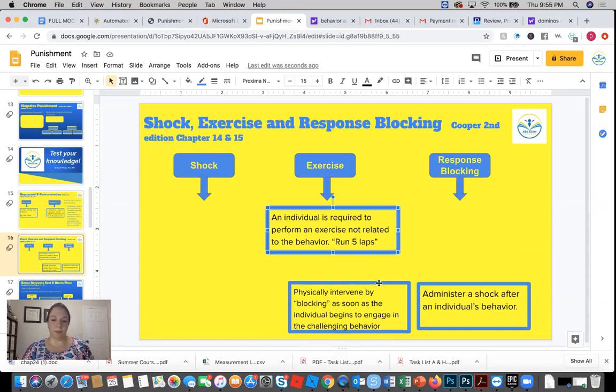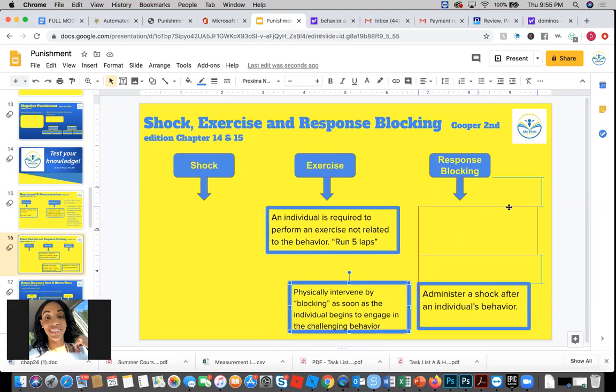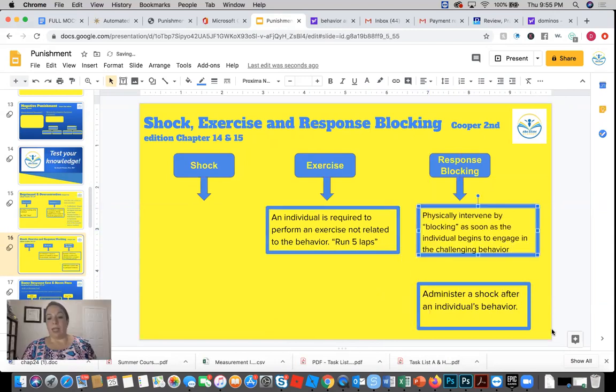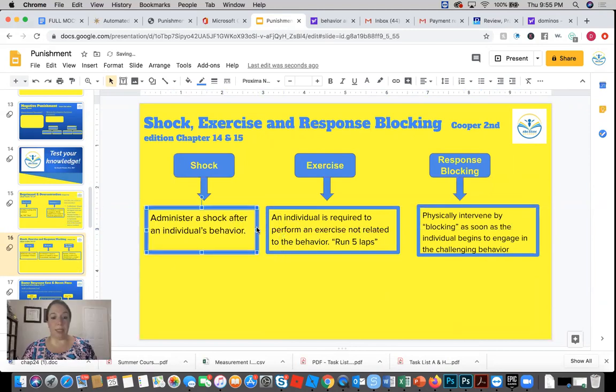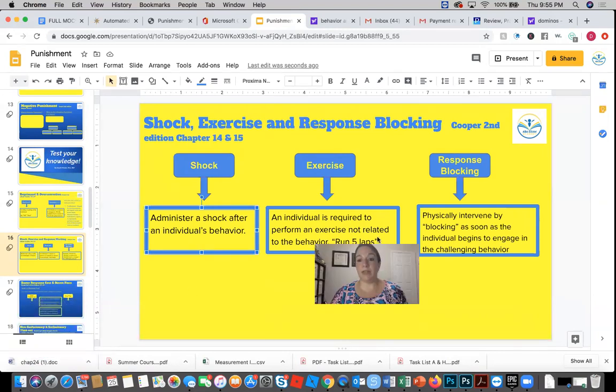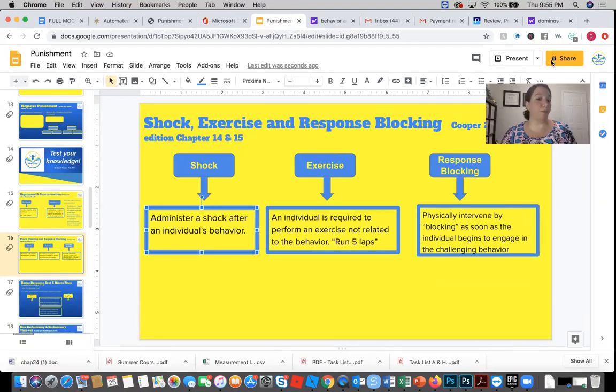What is that? Response blocking. Nice job. And the last one, administer a shock after an individual's behavior. Shock. And I don't know, guys, if they did this back in the day, but I have seen this on pets, on dogs, those collars that when the dogs bark, they shock them. And that is a perfect example of what that would be, shock. It is a form of punishment to punish the dog's behavior of barking.